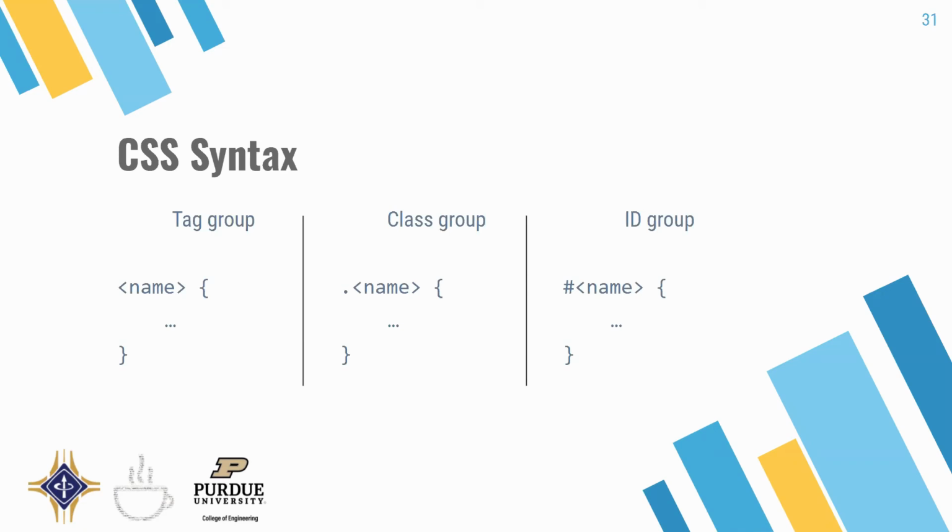So for classes, you do a dot, a period, and then the name of the class. Then for IDs, you do a hash symbol and the name of the ID. Other than that, the syntax is the exact same. The same way you can do instructions for all three of them: opening curly brace, I'm going to put in the middle there, and then a closing curly brace at the very end.